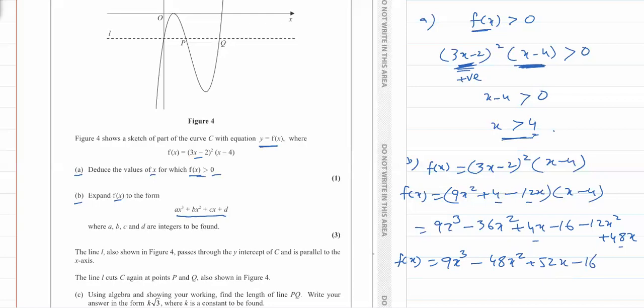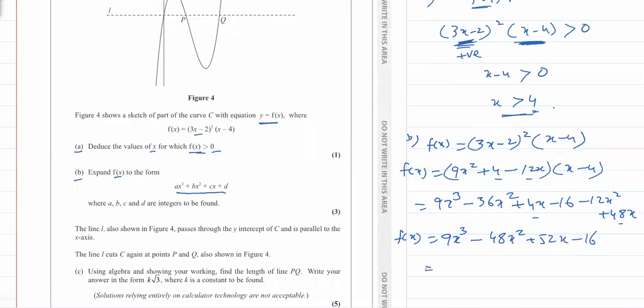Clearly the coefficient of x cube shown here is a. So we can say that the value of a is 9, b is equal to minus 48, c is equal to 52, and d is equal to minus 16. So that was asked to write. We wrote it in this form. That was our part B, which was just 3 marks, a simple basic algebra question, not complicated at all. Easily you can solve that one.